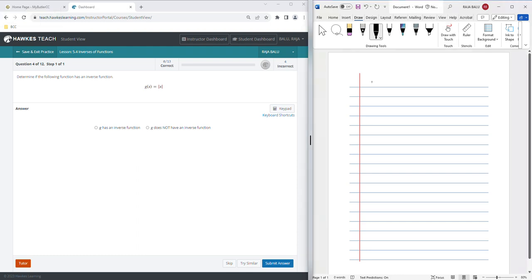So in this example, they have given us a function g of x equal to absolute value of x. And the question is, determine if the following function has an inverse function. So the following function is absolute value of x. So you can look for the inverse of this.